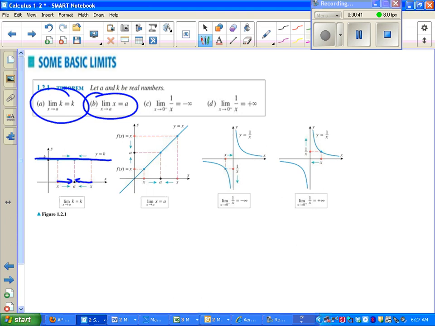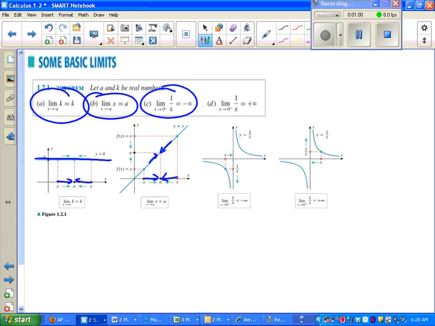Next graph says limit as x approaches a of x equals a. As x gets closer to a, y also gets closer to a, because of the nature of the graph y equals x. Part C is a little trickier.